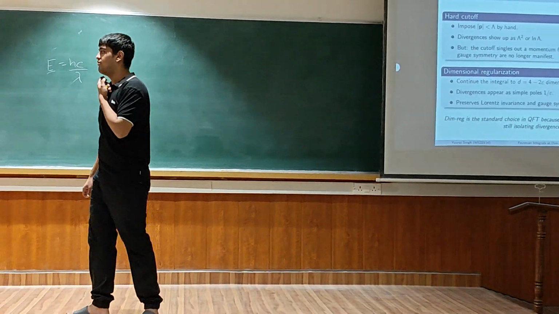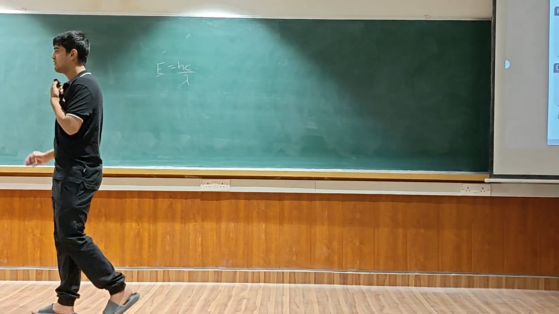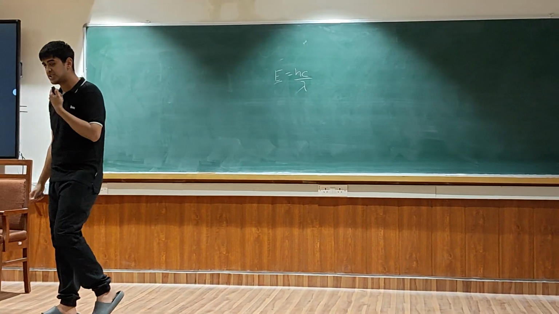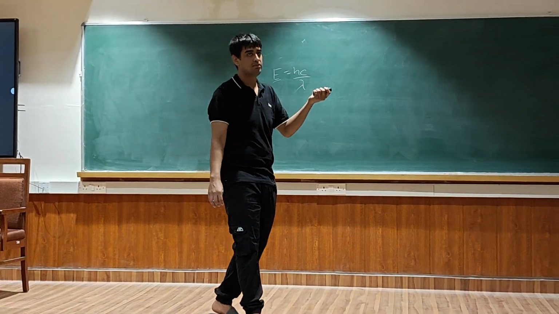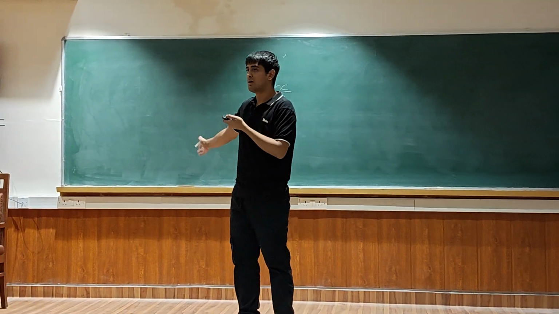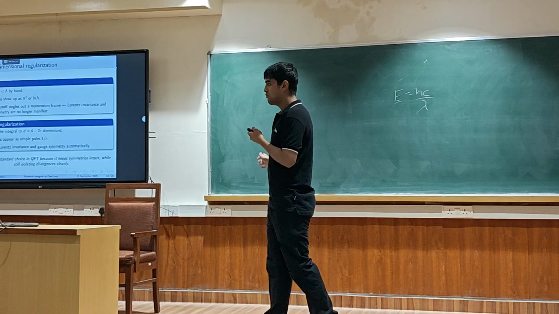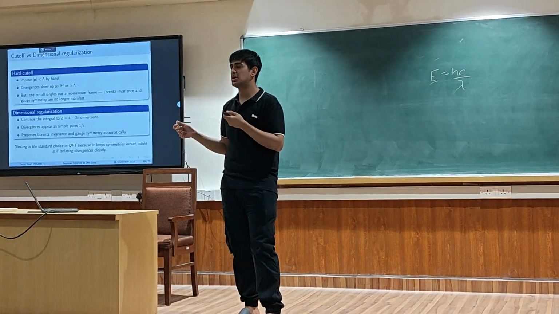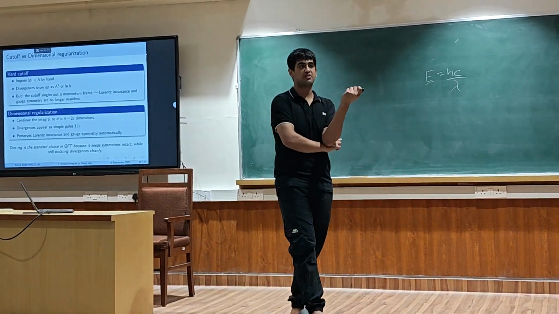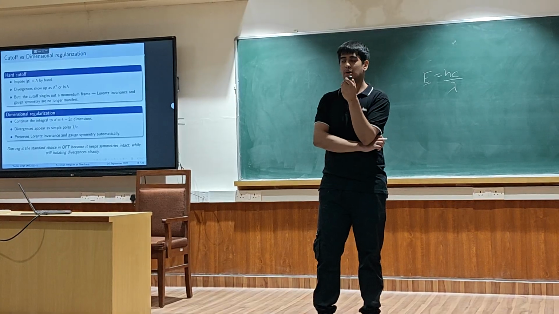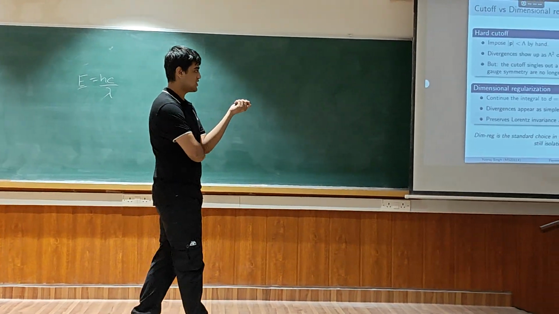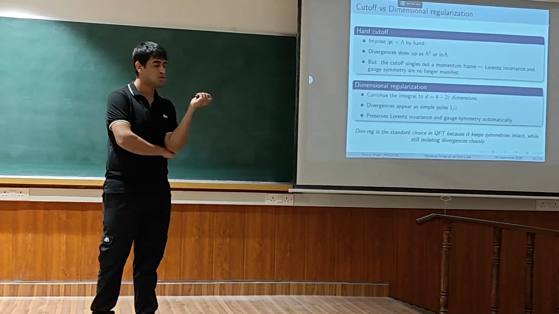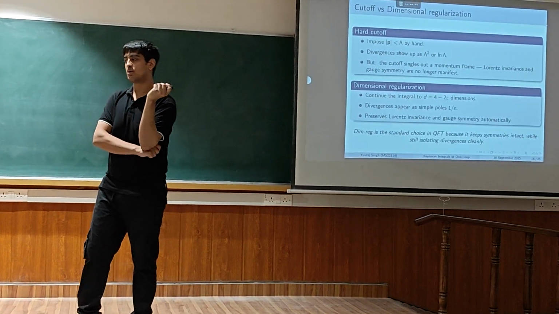Because in cutoff, we are defining our momentum to have some particular threshold. So if we change our frame, we might go outside that cutoff, which will break the gauge symmetry, and thus QED, which has charge conservation, will not hold. So a better way to regularize is to use dimensional regularization. So in all of QFT we use dimensional regularization.